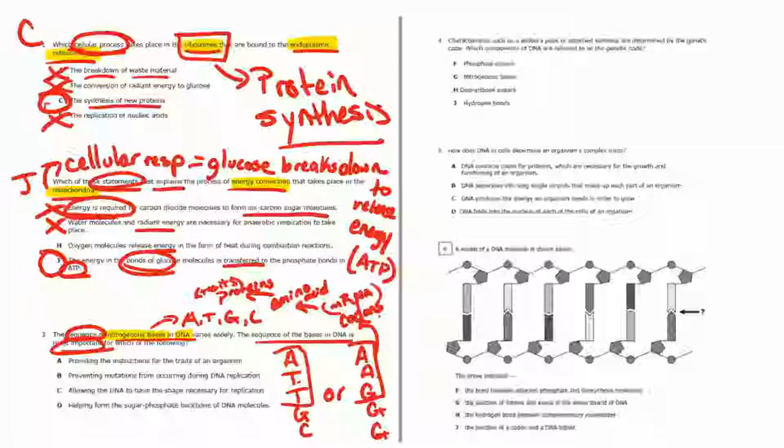Okay, so let's look at our answer choices. A, providing the instructions for the traits of an organism. Yes, exactly. That's actually what we just said. So B, preventing mutations from occurring. No. C, allowing the DNA to have the shape necessary. No. D, helping form the sugar phosphate backbone of DNA molecules. No. So it would be letter A.